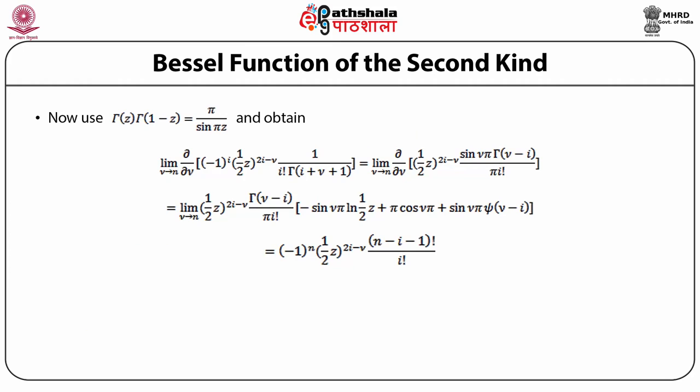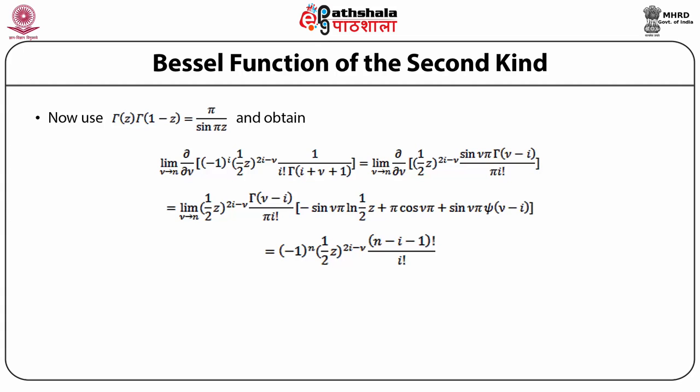On using the identity gamma of z times gamma of 1 minus z is equal to π divided by sin of πz, for i going from 0, 1, 2 till n minus 1, we obtain the limit ν tending to n of ∂/∂ν of, within the brackets, (-1)^i (z by 2)^(2i-ν) times 1 by i factorial times gamma of i plus ν plus 1, bracket close, is equal to the limit ν tending to n of ∂/∂ν of, within the brackets, (z by 2)^(2i-ν) times sin of νπ times gamma of ν minus i divided by π i factorial, bracket close.